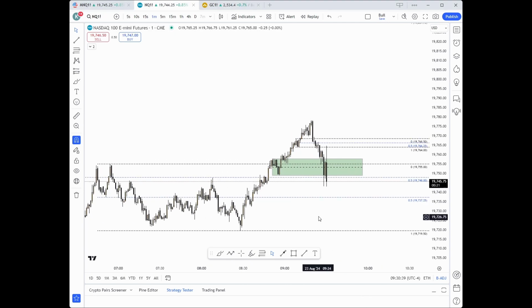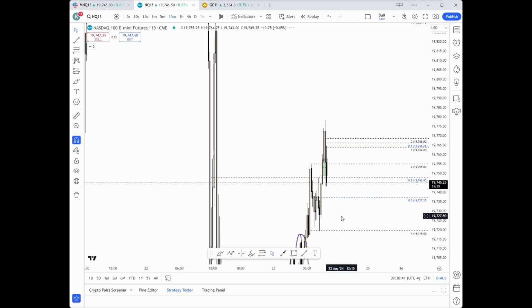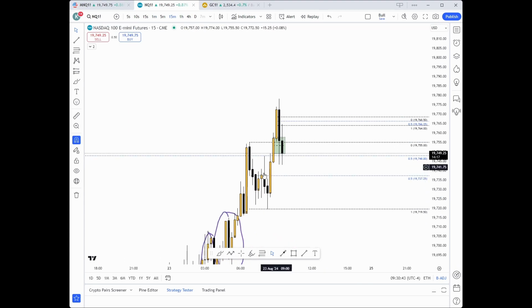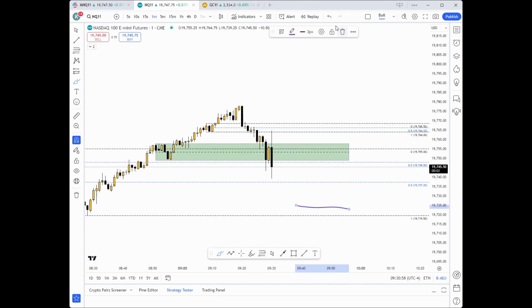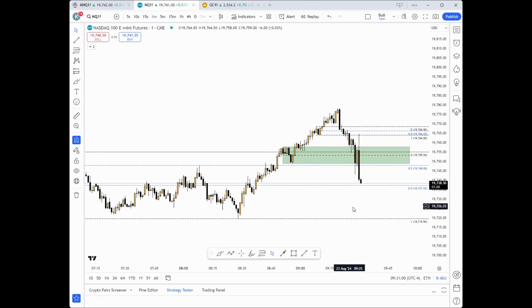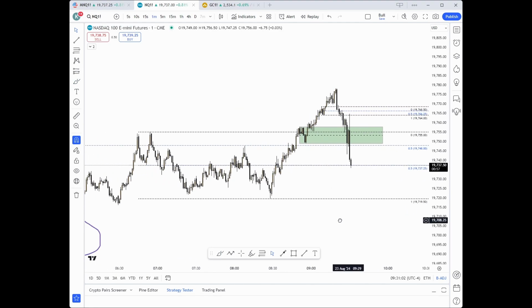Just be cautious. Right? This area has to hold. Ideally, this SNDR does as well. It's not this SNDR that I really want to see. I'd rather see this have a bit of a wick. We've got this imbalance here as well. But this was a violent push, so I'm cautious.